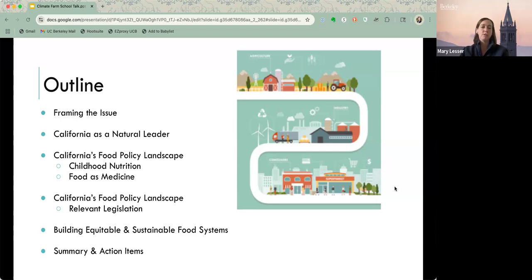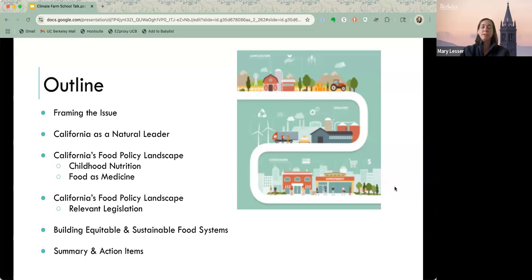So we're evaluating and flexing and updating our policies based on that. I will focus a little more on California's food policy landscape, again on a couple of childhood nutrition initiatives as well as some food as medicine initiatives. And then I did want to bring up some relevant legislation, both recently passed, not too long ago, but ones that tie into some of these initiatives I'll bring up today, and also some current legislation that really ties into these efforts around building a more equitable and sustainable food system.